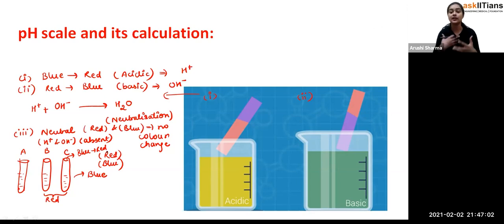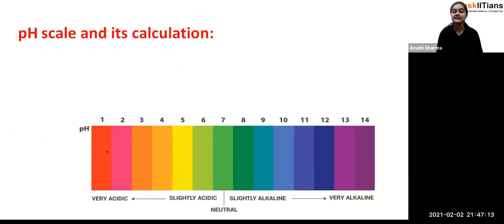Now if we have to find out what the pH is, students, the color of the litmus paper can help you understand the pH. How? See, this is the pH scale, students, and you can see that it has different colors. The litmus paper which we have will also have some color, and that color we can compare with these colors.